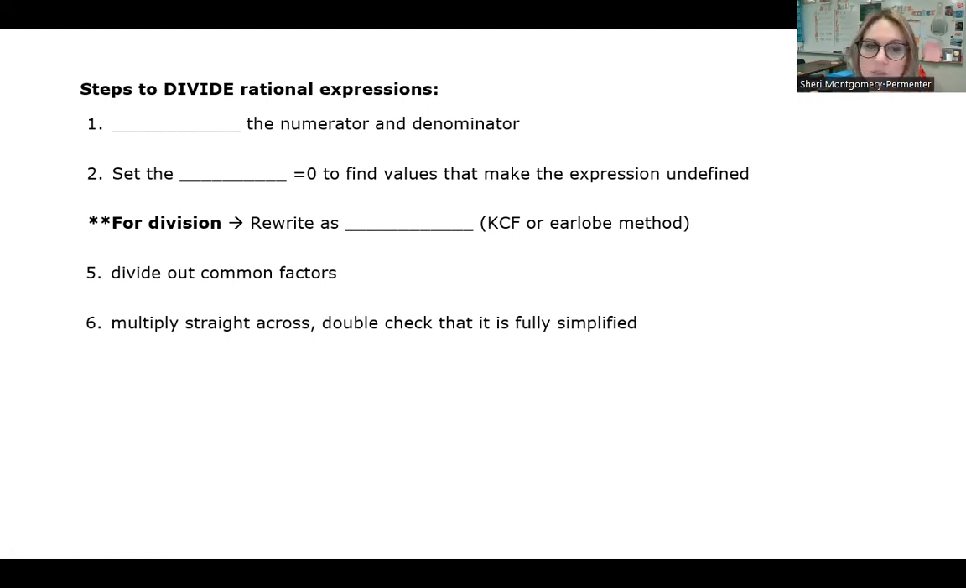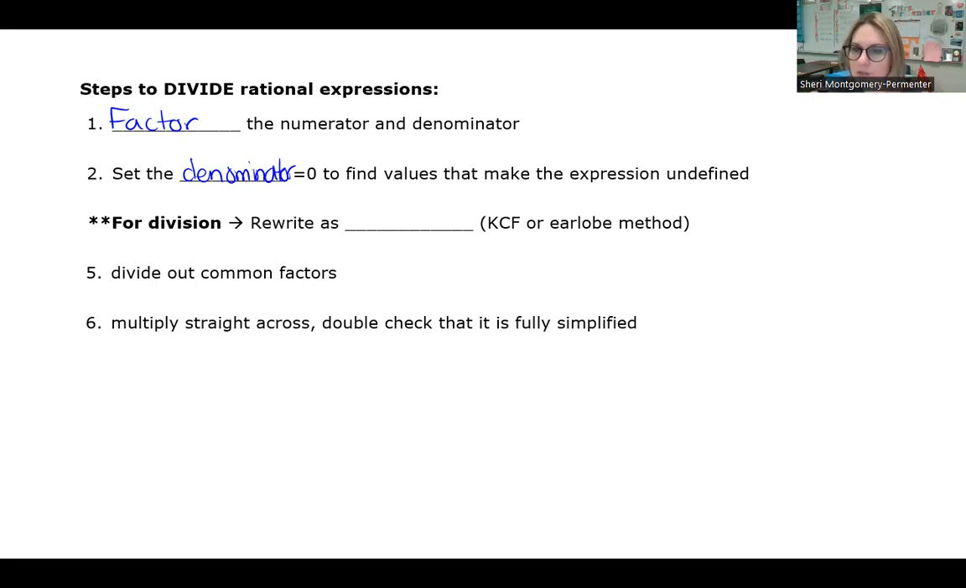All right, hopefully some of you took the time to actually start your homework. On to the back, steps to dividing. The steps to divide are very similar to the steps to multiply. We also have to factor. We have to set the denominator equal to 0 to find values that make the expression undefined.